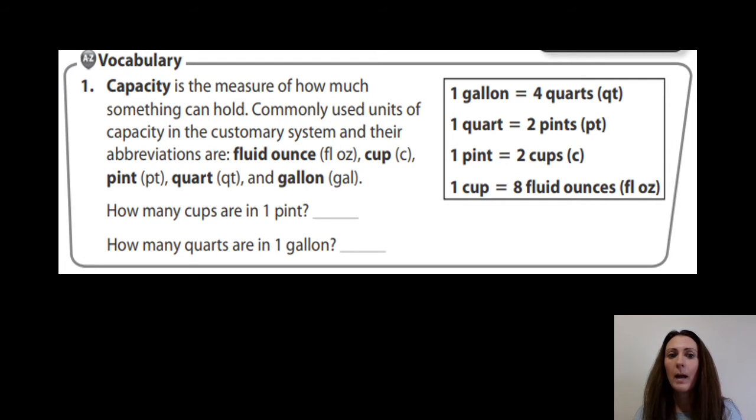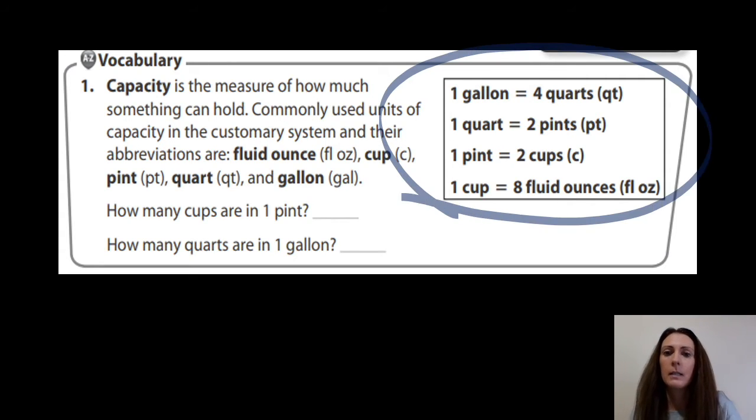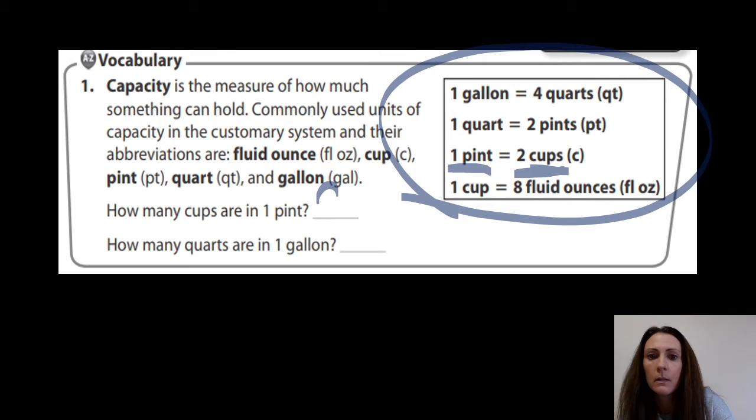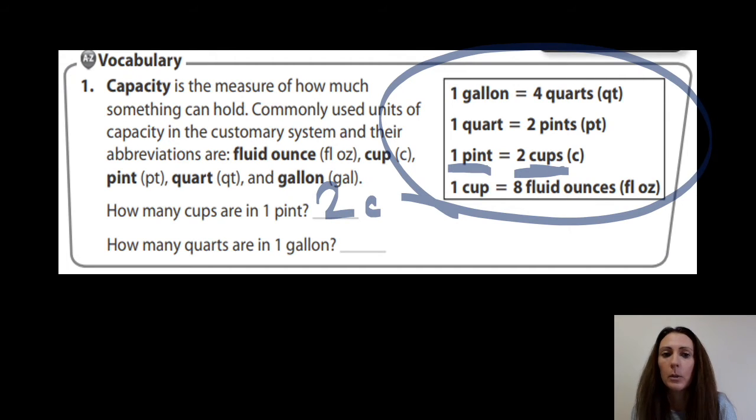Okay, so how many cups are in 1 pint? I'm going to take a look at my chart to help me. So I'm looking at the pint, and then I'm looking straight here, and it tells me how many cups are in 1 pint. So you should have written 2 cups. Make sure you have your label.